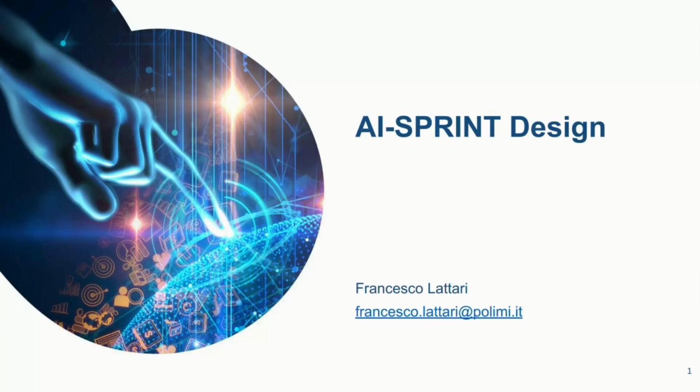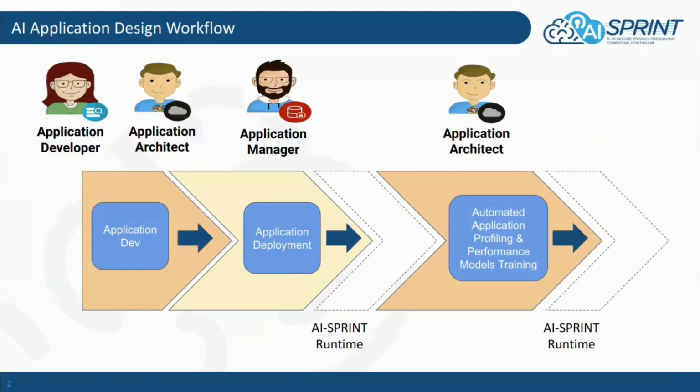We are now talking about the 𝗖𝗄𝗃 design tool. The very first stage of the 𝗖𝗄𝗃 application design workflow consists in the application development, during which, following the predefined 𝗖𝗄𝗃 template, the application developer and the application architect provide the needed configuration files and implementation of the application components to prepare the application for the subsequent execution of the 𝗖𝗄𝗃 design tool.